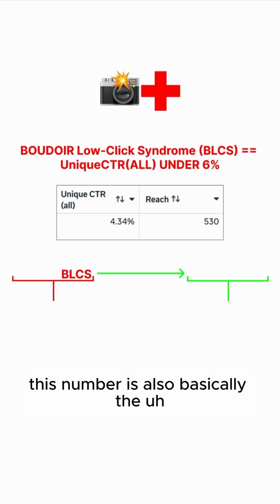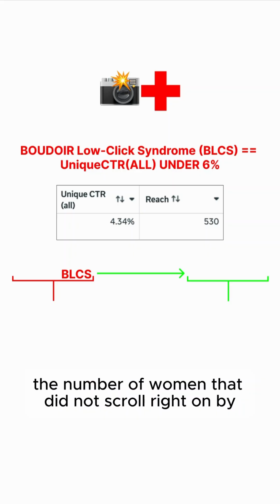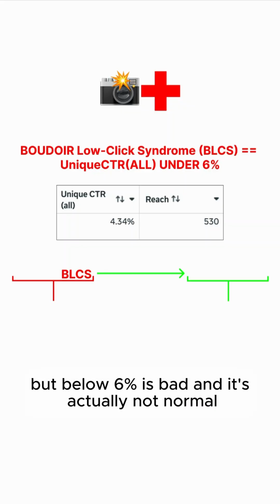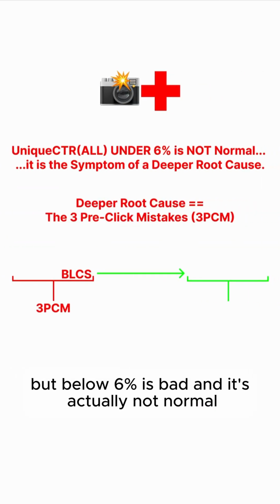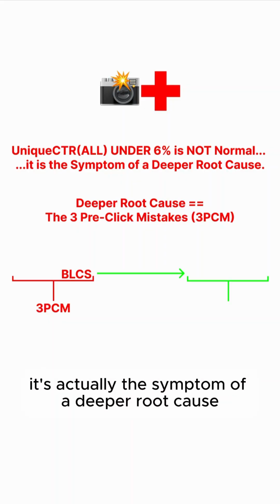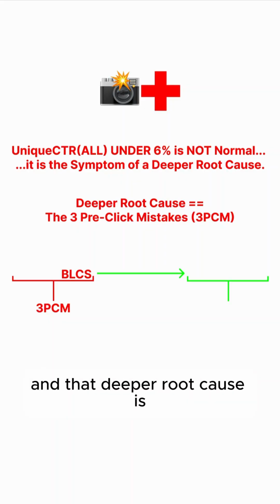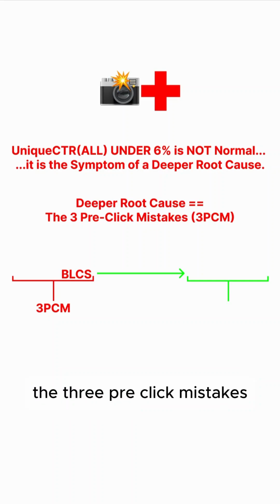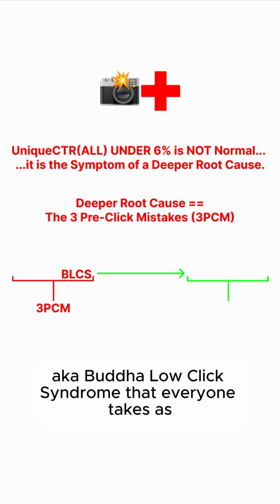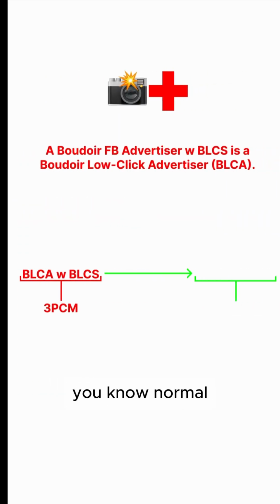This number is also basically the number of women that did not scroll right on by. So yeah, we want to get this as high as possible. But below 6% is bad, and it's actually not normal. Although it's common, it's not normal. It's actually the symptom of a deeper root cause, and that deeper root cause is the 3 pre-click mistakes. So that's what actually causes BLCS, aka Boudoir low click syndrome, that everyone takes as normal.